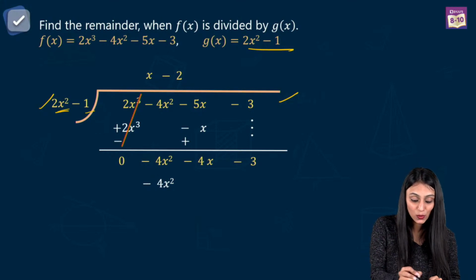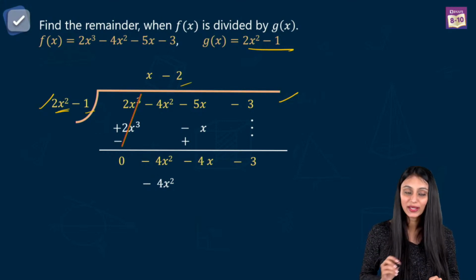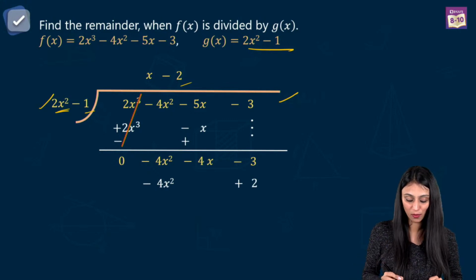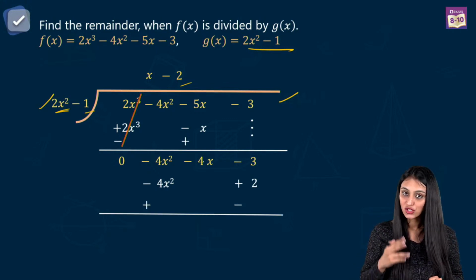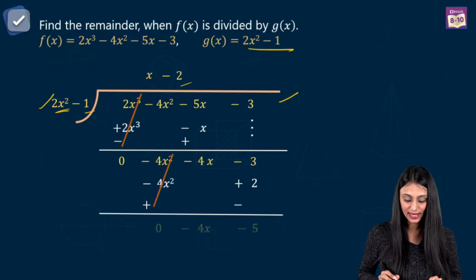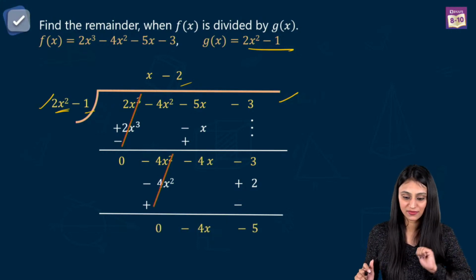Now I'll multiply 2x squared with minus 2, so I get minus 4x squared. Now this minus 2 is multiplied with minus 1 also, you get positive 2. Change the signs. What do we get? This gets cancelled out. We have minus 4x and minus 5 now.